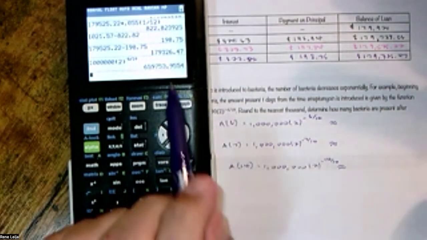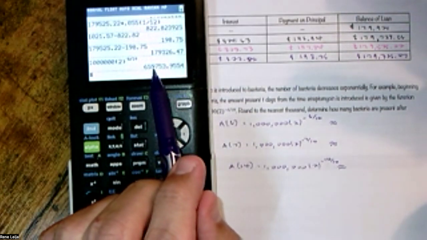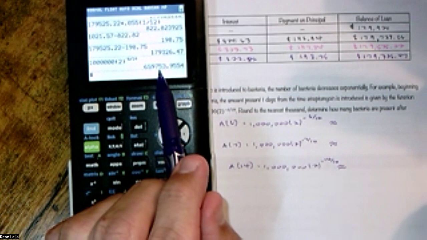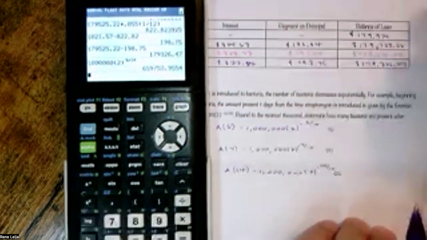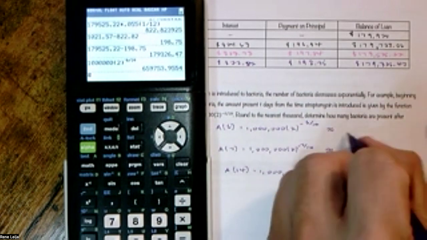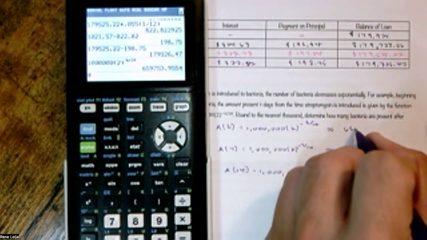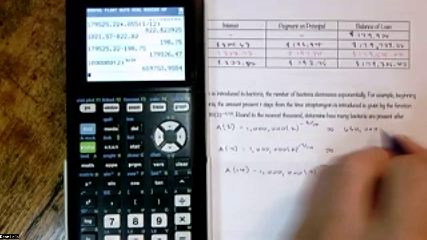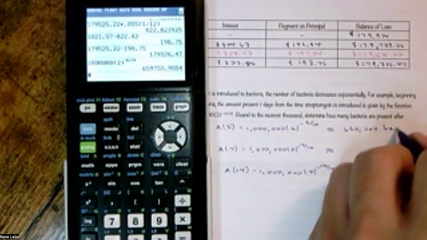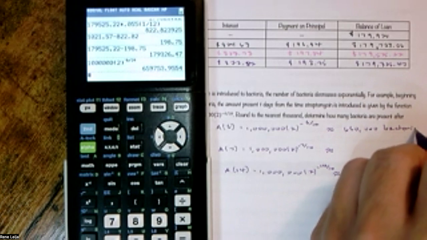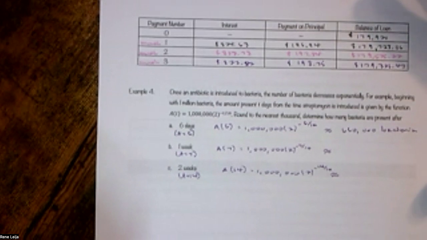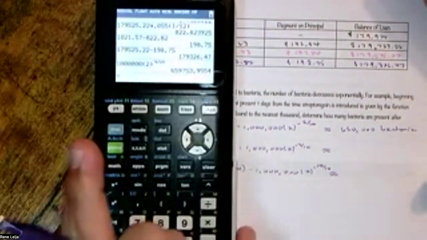And we have to round this to the nearest thousand. So the 9 is in the thousands place. So I look at the 7. The 7 tells me to bump the 9 up, which means I have to bump the 5 up. So this is going to be approximately 660,000 bacteria that will be present after 6 days. So it's doing its job. It's killing the bacteria. Okay.